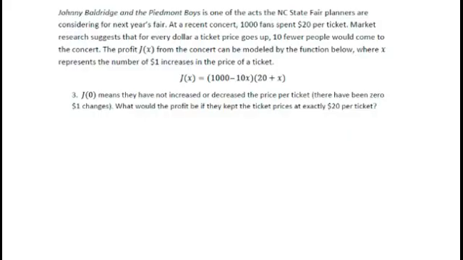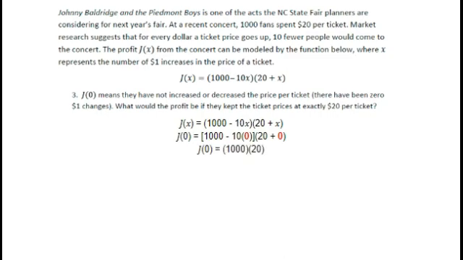Number 3 says J of 0 means they have not increased or decreased the price per ticket, meaning there have been zero $1 changes. What would the profit be if they kept the ticket price at exactly $20 per ticket? So instead of the function being set equal to J of x, we're going to set it equal to J of 0, and wherever we see an x, we're going to substitute in 0. Then we're going to simplify, and we find that J of 0 is equal to 20,000.